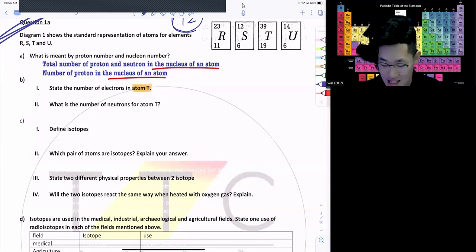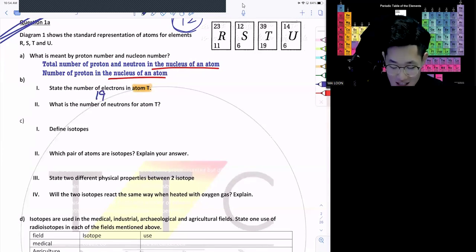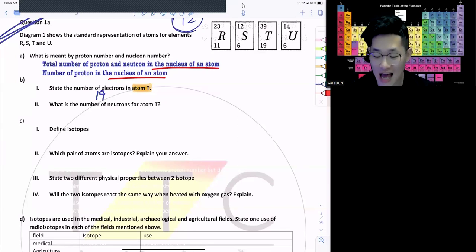Okay, good. The answer is 19, because this is an atom. Okay, they told you already. Everything here they are atoms. Atom means they have the same protons and electrons. So 19 protons will give you 19 electrons.